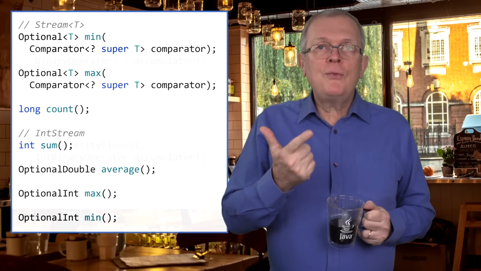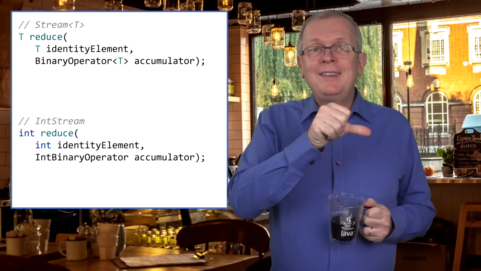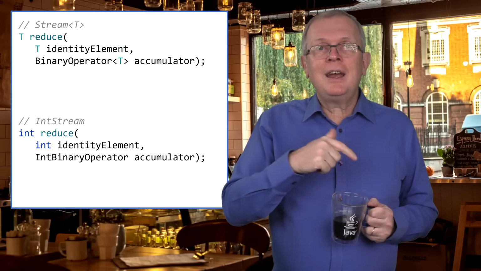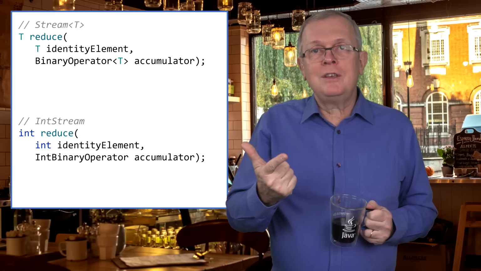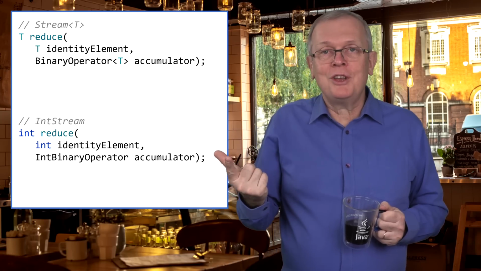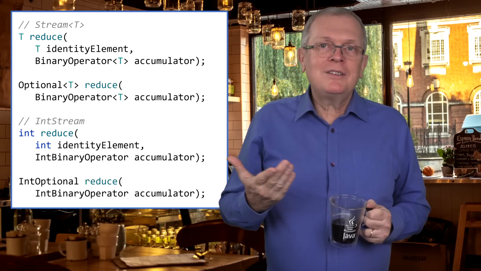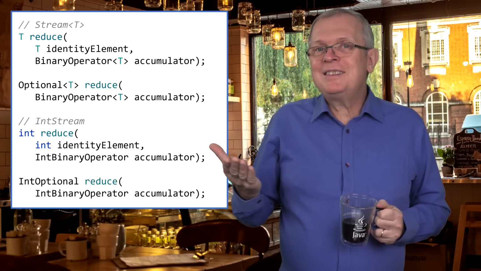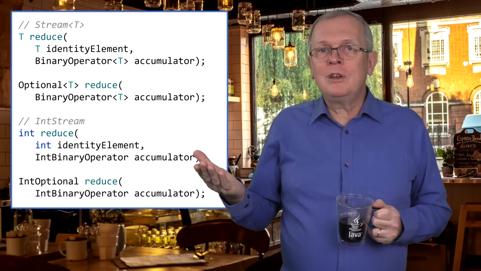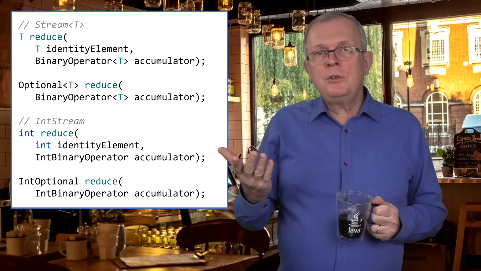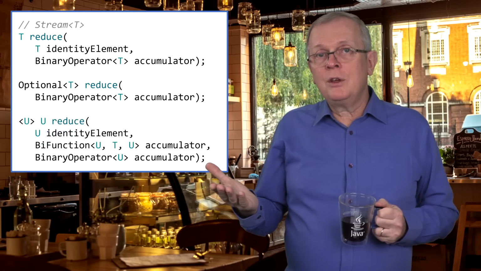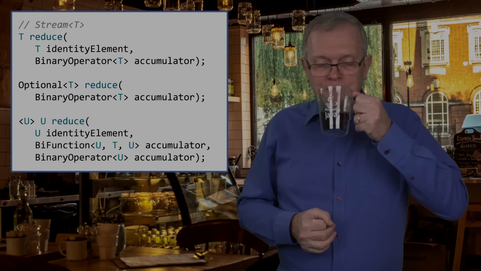This method comes in two flavors. A first one that takes the identity element, and it better be one, because this element is used as the first element of your reduction, and the second one that does not. And because it doesn't have an identity element, this second reduce method returns an optional. And there is a third one that takes an accumulator and a combiner.